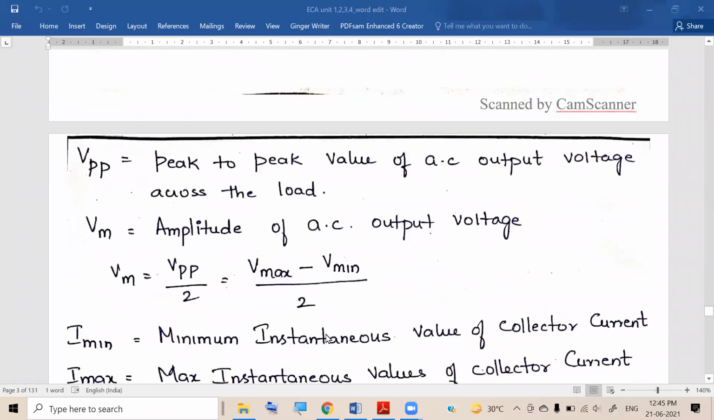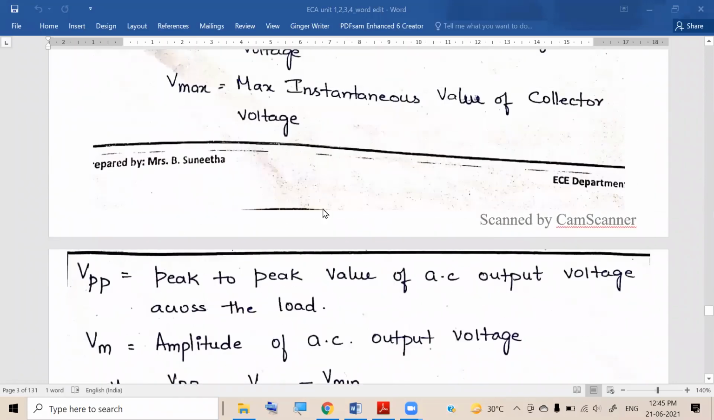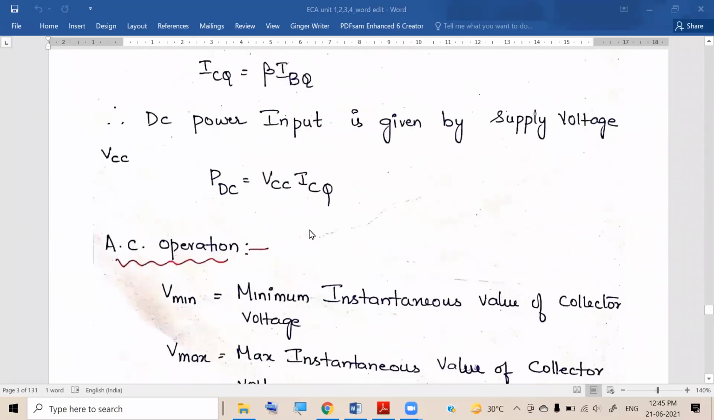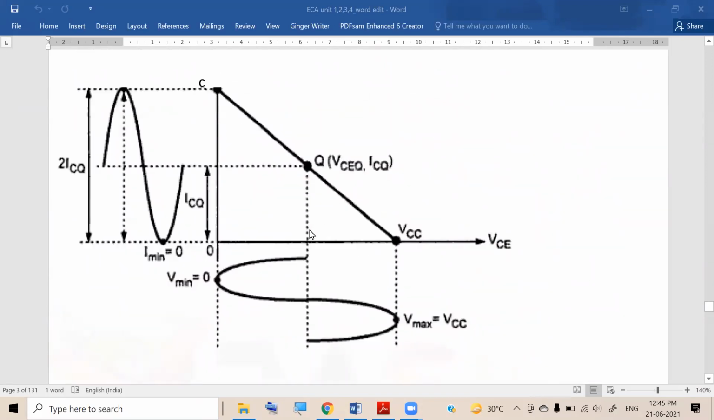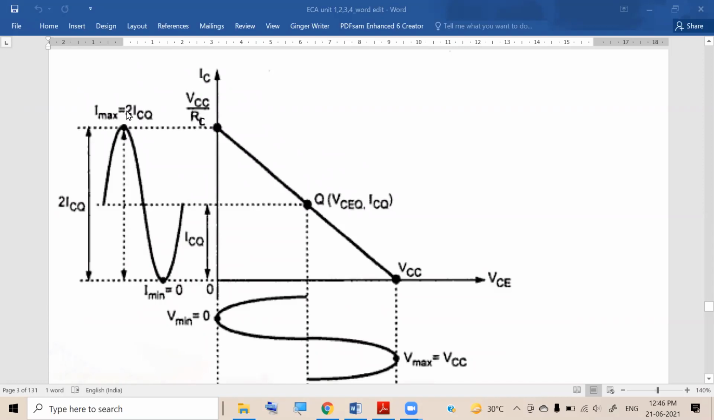Okay, so to understand that, let us see the terms that we have here. In our circuit, we have Imax, the maximum collector current, which is 2IC. The minimum collector current is 0. Likewise, the maximum VCE we have is VCC. The minimum, Vmin, is 0. Okay, right? From the graph. Already we have seen this.